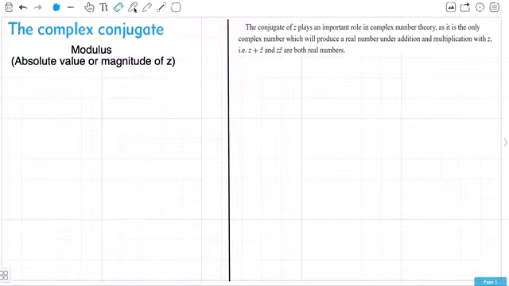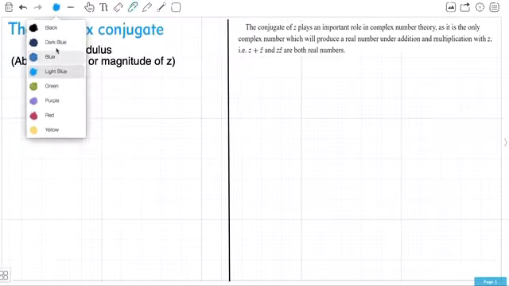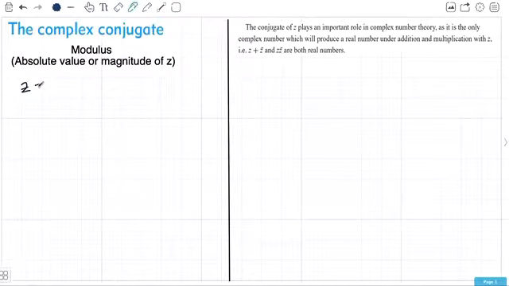In this section we're looking at the complex conjugate, and we also need to understand a bit about the modulus to work through the complex conjugate. So the modulus is the absolute value or the magnitude of z, and it's essentially the distance that z is from the origin. So if we think about a complex number of the form z equals a plus bi, think about what that would look like in the complex plane.